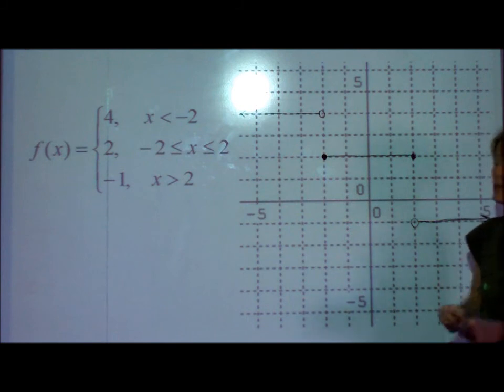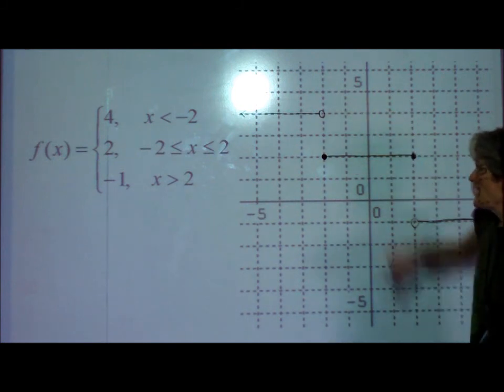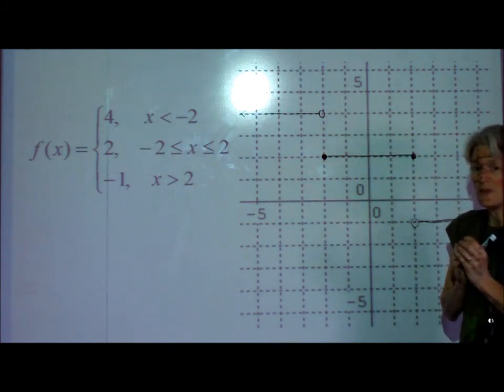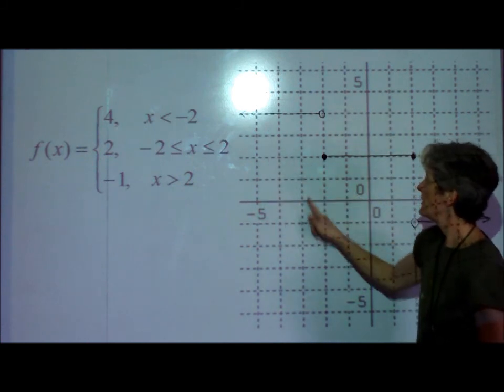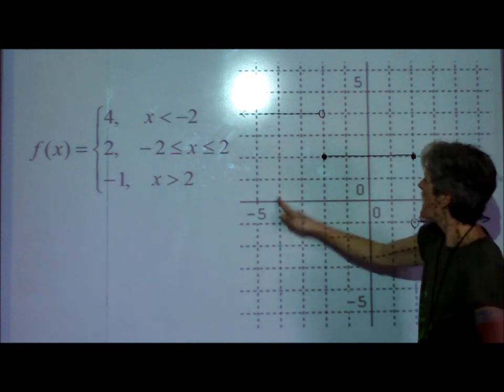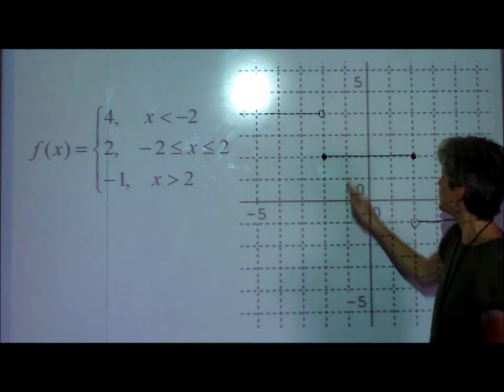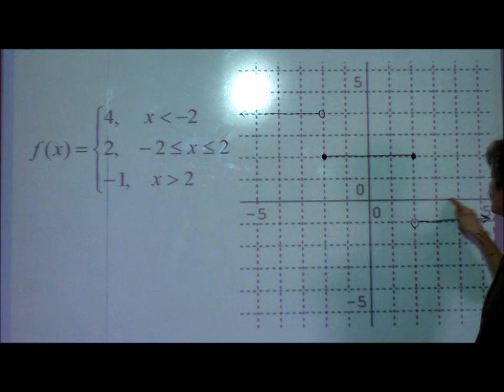So look, this is an example of a piecewise function where the pieces don't touch. They don't touch. But every single x value is defined. In other words, every single x is in the domain of this function.